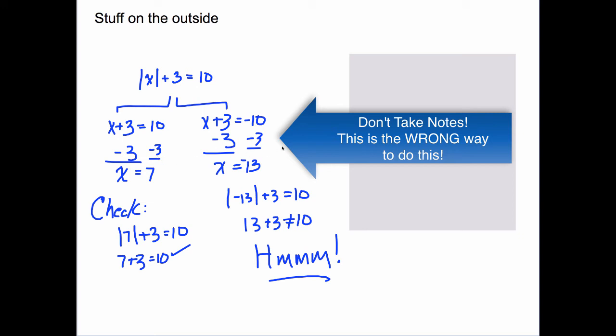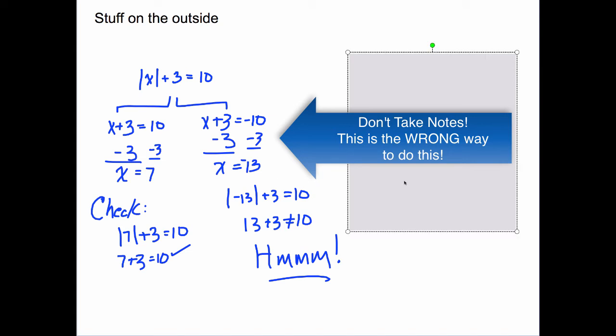We'll subtract 3 from each side. And on this side we'll get x equals 7, and on this side we'll get x equals negative 13. Now let's check our answers. If we substitute 7 for x, we get the absolute value of 7, plus 3 equals 10, and that's correct. Over here, if we substitute negative 13 for x, we get the absolute value of negative 13 plus 3, or 13 plus 3 rather, but that doesn't equal 10. So negative 13 is not a correct solution.